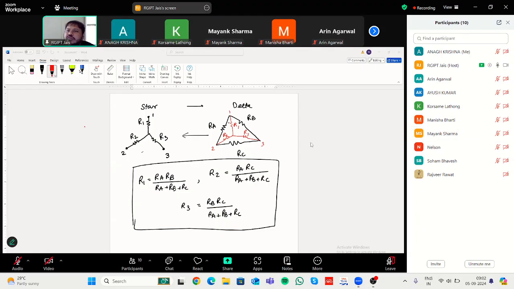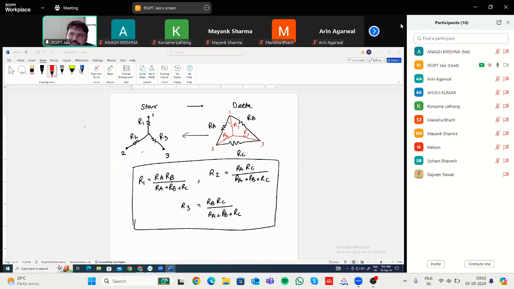In future semesters it will be required. Okay, that's what we are doing. It's a very important concept in circuit analysis. So this is how we found out R1, R2, R3 from RA, RB, RC. Now we have to do the opposite thing.